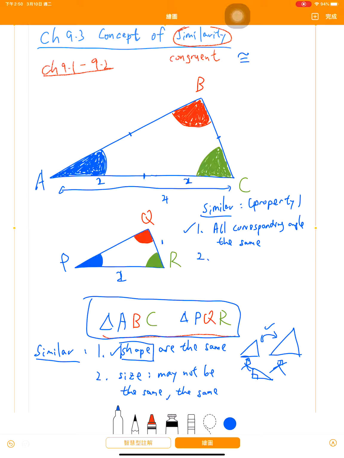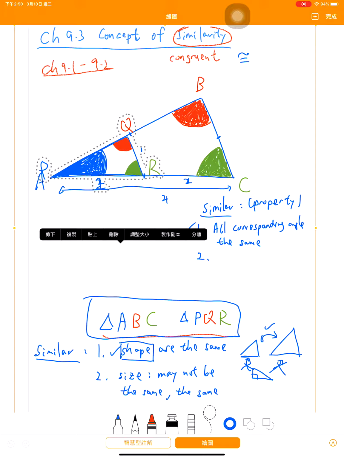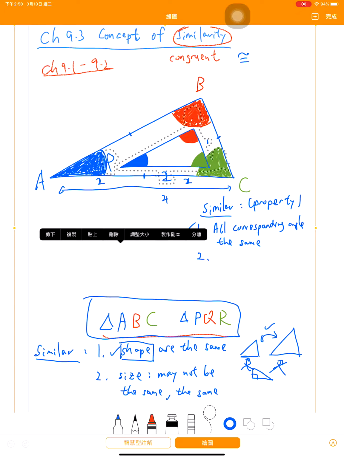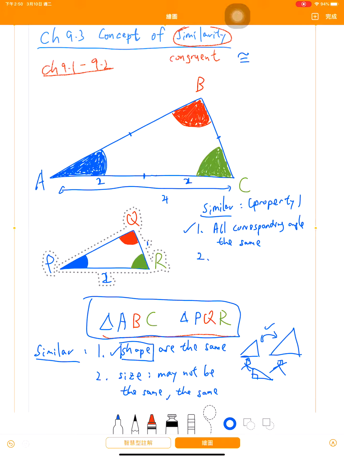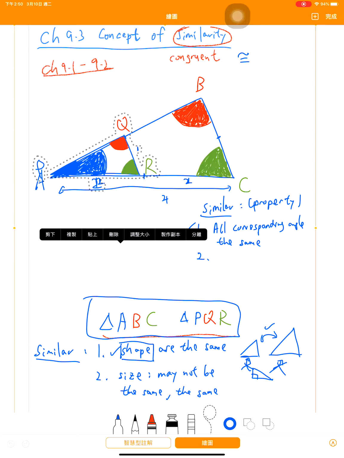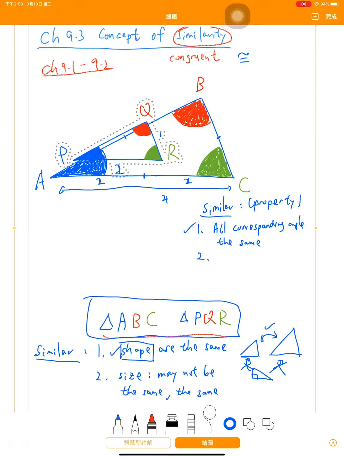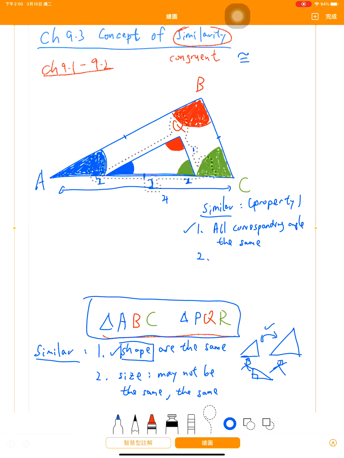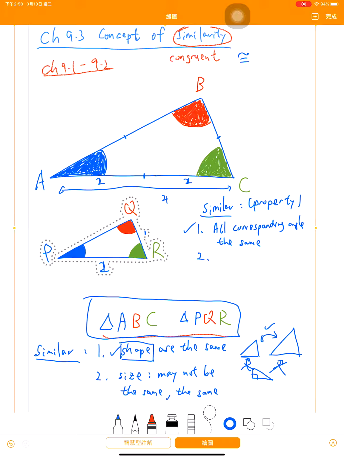For example, I think this part, you can see, 1 times. Should be this one, right? Again, 1 times PQ and then 2 times PQ. You can see, so you can see all the lengths are in the same ratio. Ratio in Chinese is called 比例, right? This time there are 2 times.